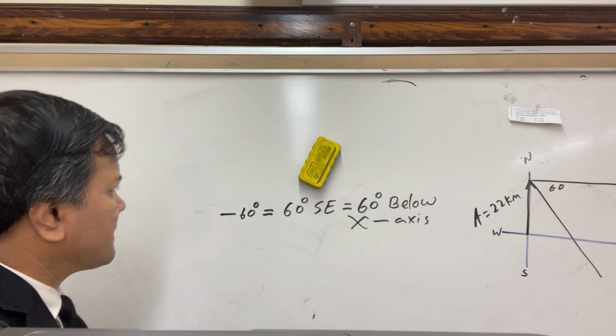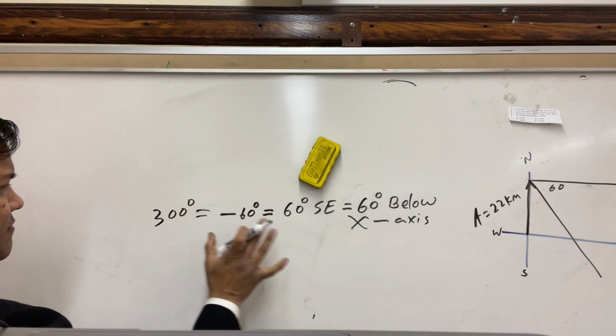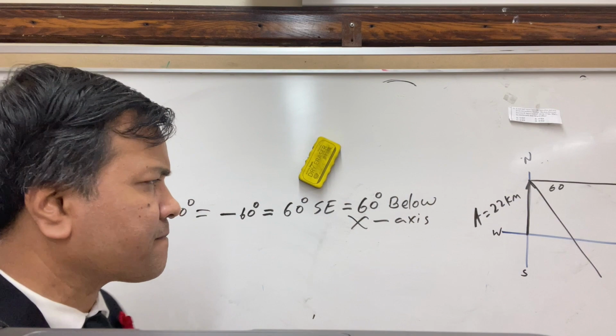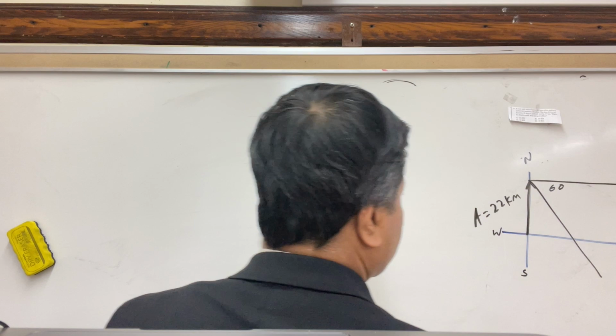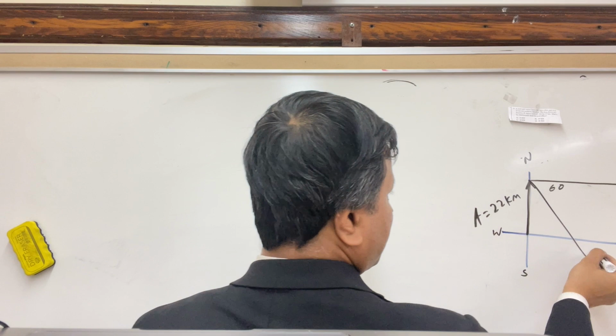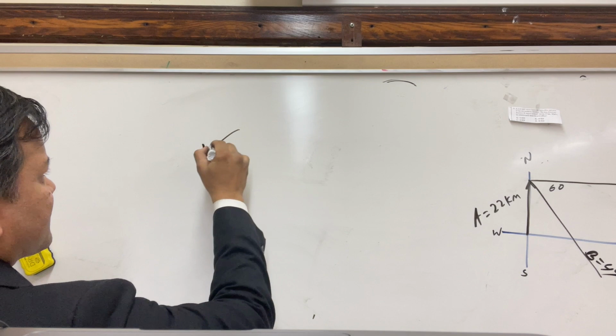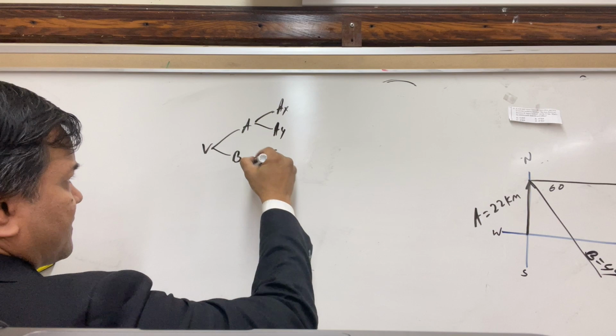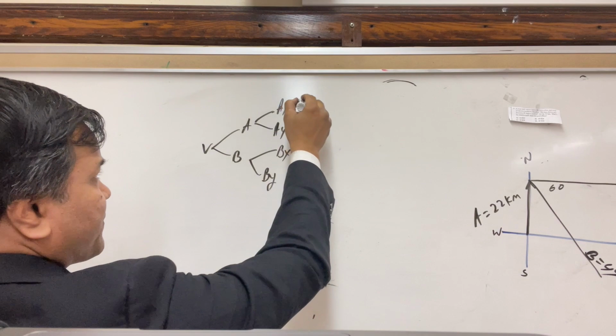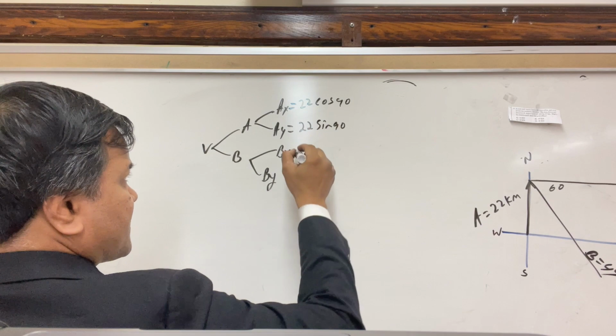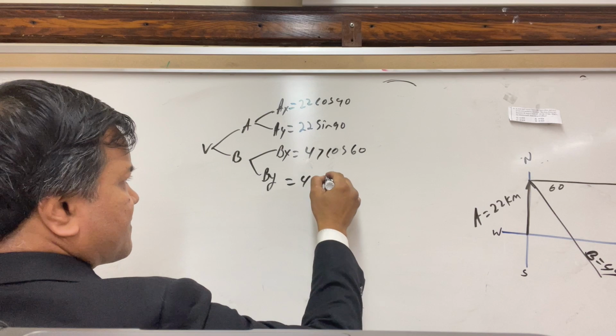Or you can say 300 degrees equals negative 60, that's the same thing. All right. Okay, let's do the trigonometry. This vector B is 47. So vector A, B, Ax, Ay, Bx, By. A is 22 cosine 90, 22 sine 90, 47 cosine 60, 47 sine 60.